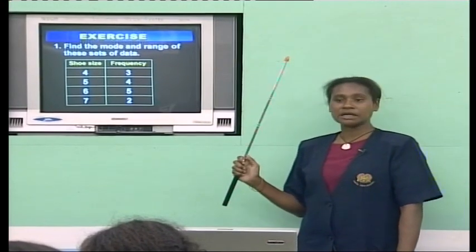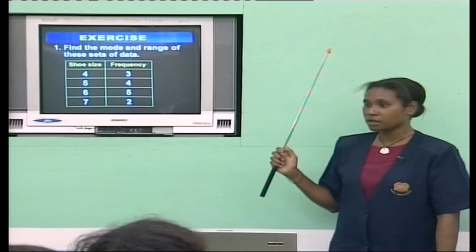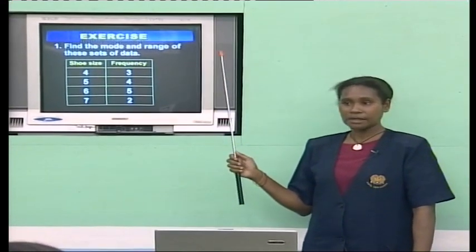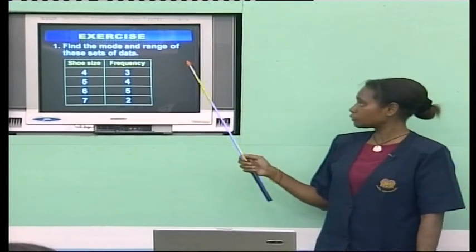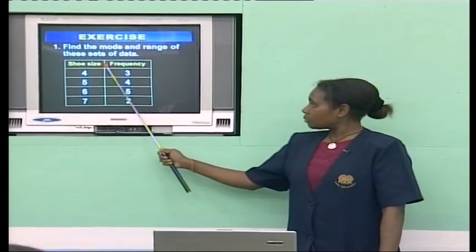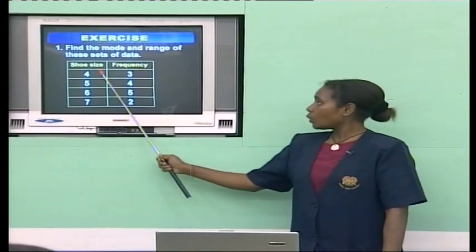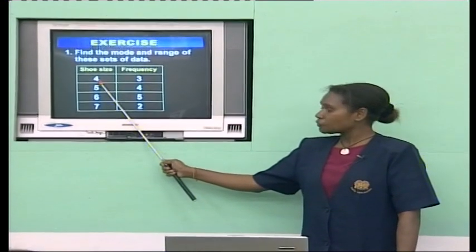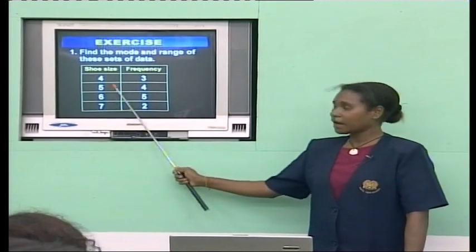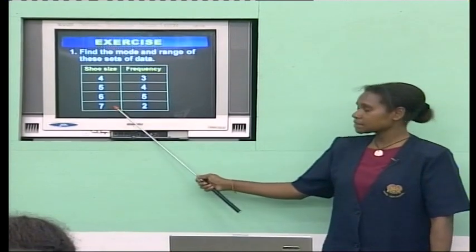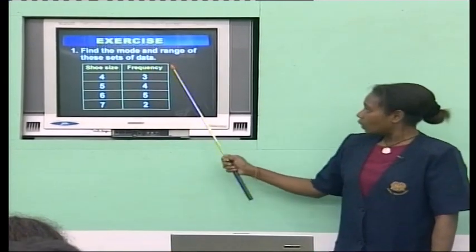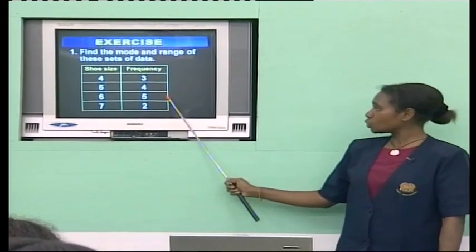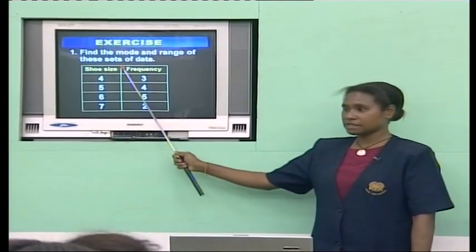We should be listening, 7Es and receiving students, so that you don't find it difficult when it comes to calculating or working out your answers from this table. The table has two columns. One has the shoe size. We have size 4, size 5, size 6, and size 7. Frequency represents the number of shoes that each of these sizes have.